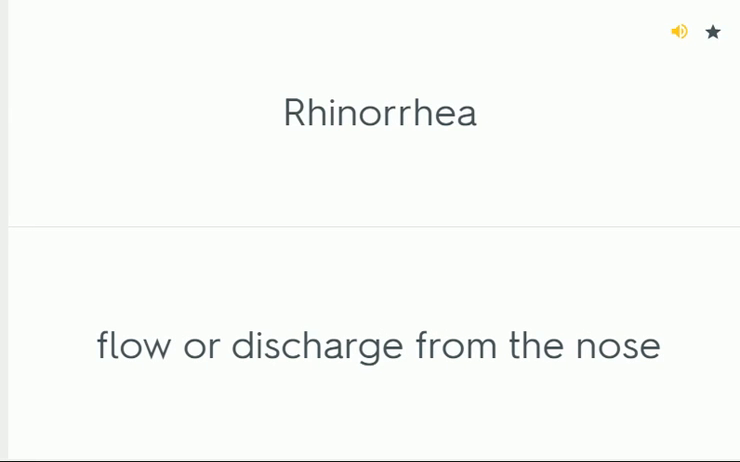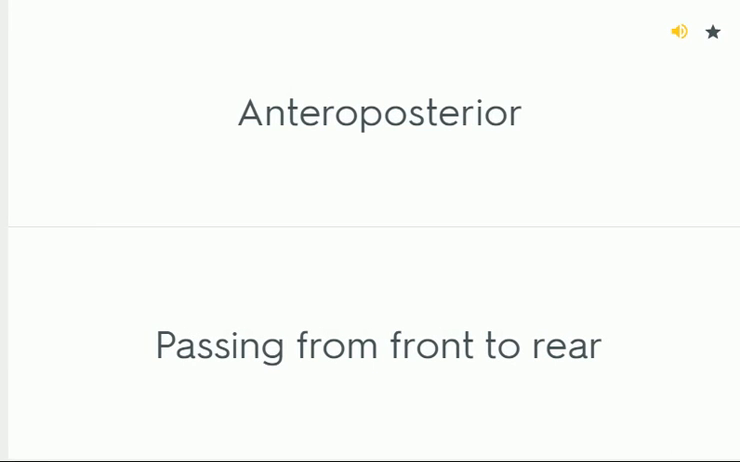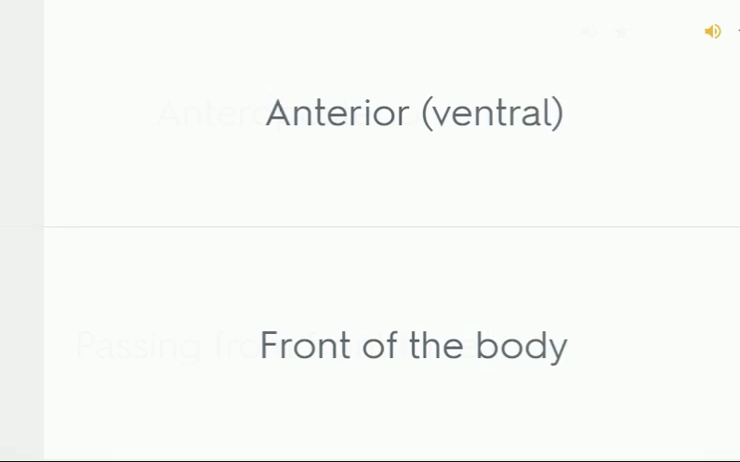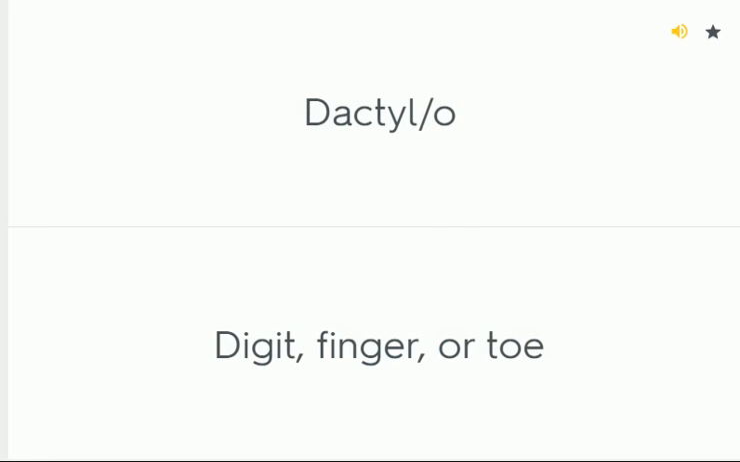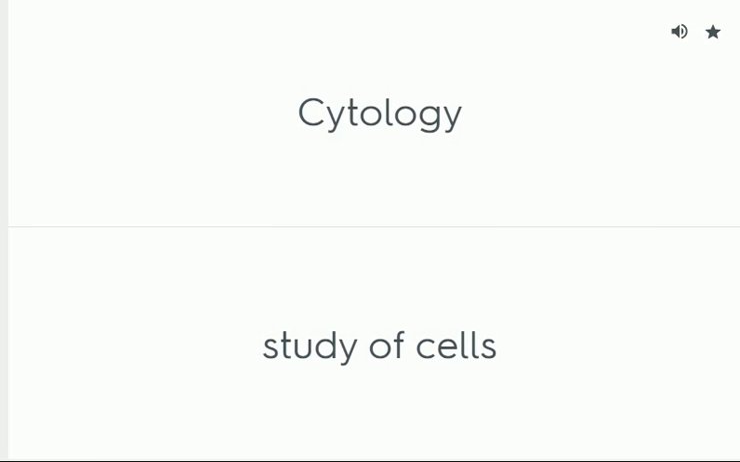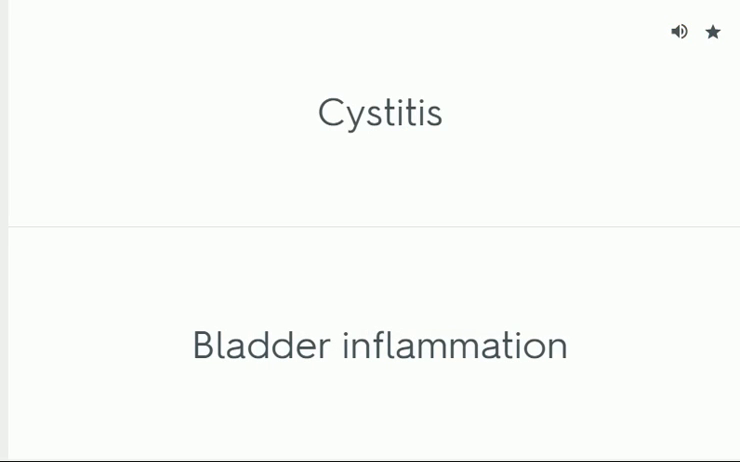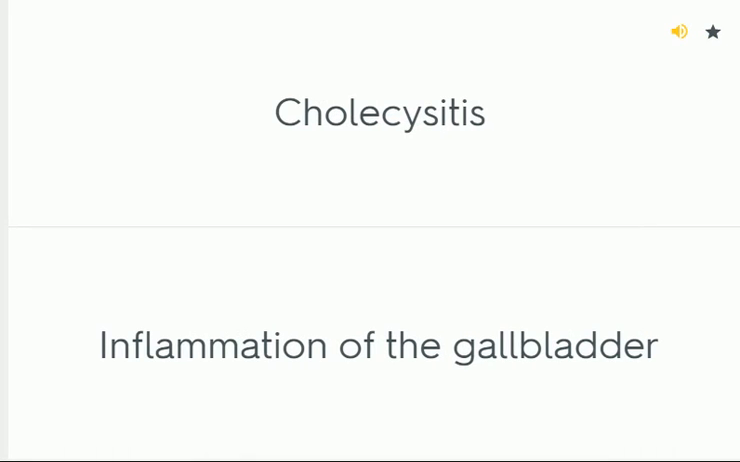Rhinorrhea: flow or discharge from the nose. Anteroposterior: passing from front to rear. Anterior: front of the body. Dactylo: digit, finger, or toe. Cytology: study of cells. Cystitis: bladder inflammation. Cholecystitis: inflammation of the gallbladder.